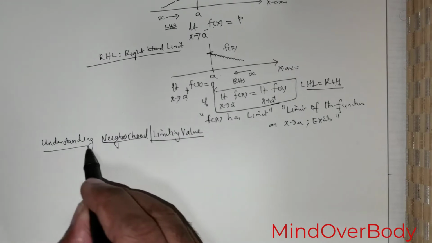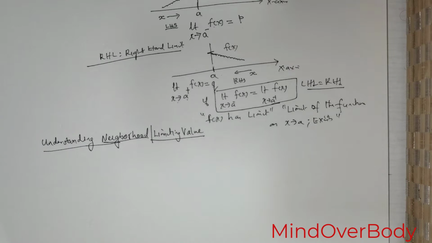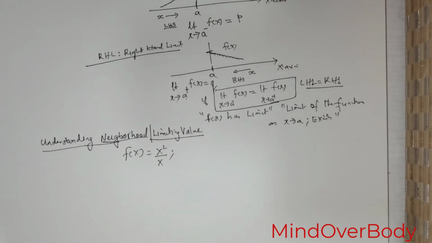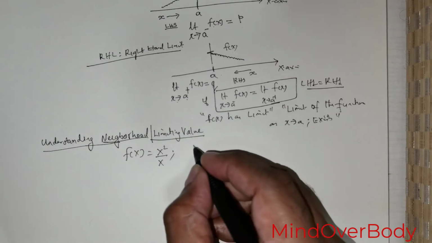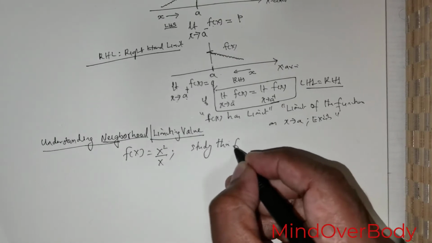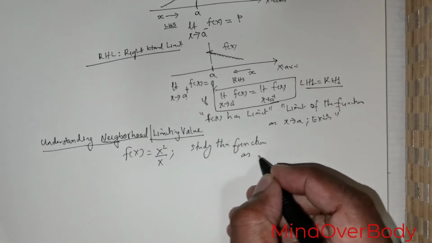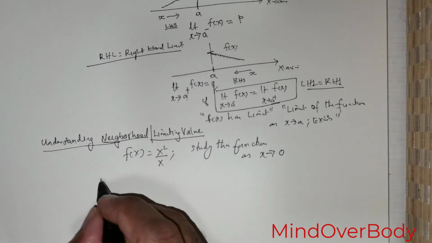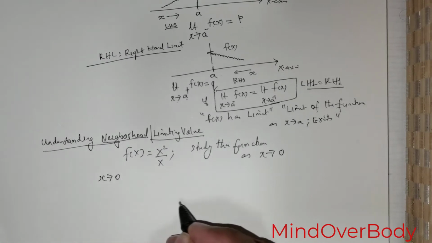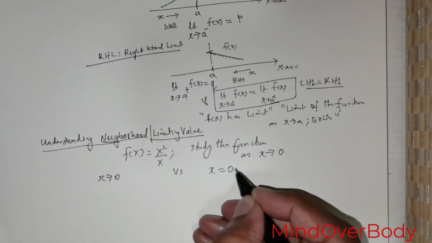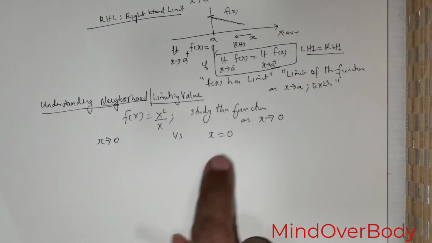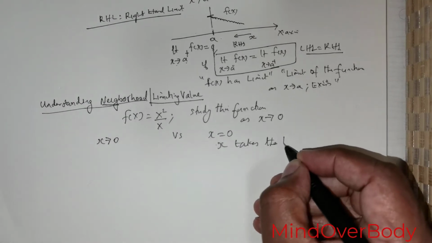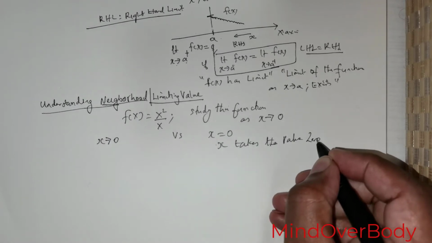Okay students, in this lesson we will understand the concept of neighborhood and limiting value. Now imagine you are given f of x is equal to x squared over x, and you are asked to study this function as x is tending towards 0. Now you have to know there is a difference when you say x is tending towards 0 versus x is equal to 0. Now when you say x is equal to 0, it means x takes the value 0 exactly.